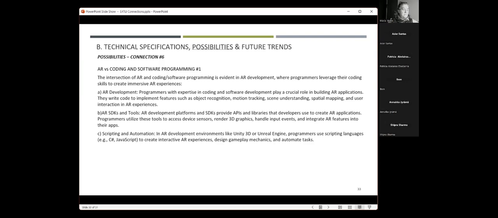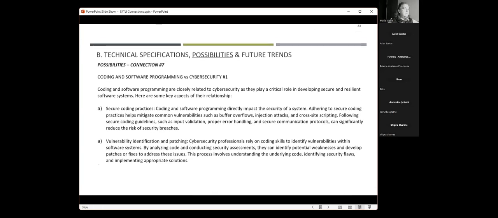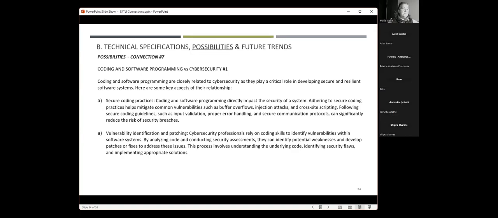And there are development environments like Unity and Unreal, but they still use scripting languages. Okay, I will not enter into what a scripting language is, but something is needed.